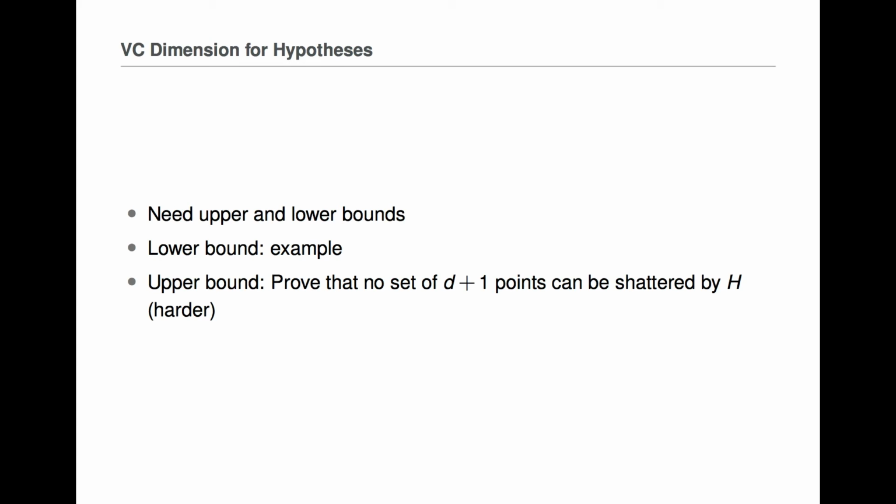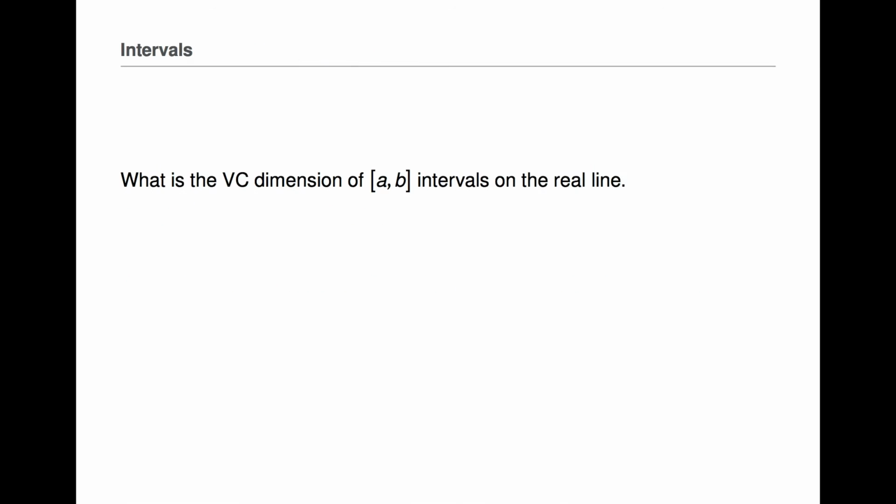First, you need a lower bound and an upper bound. The lower bound is just showing an example of a set of a particular size that can be shattered by your hypothesis set. And then your upper bound is to prove that no set of d+1 points can be shattered by H. And that proves that your hypothesis class has VC dimension d. Okay, so let's start off.